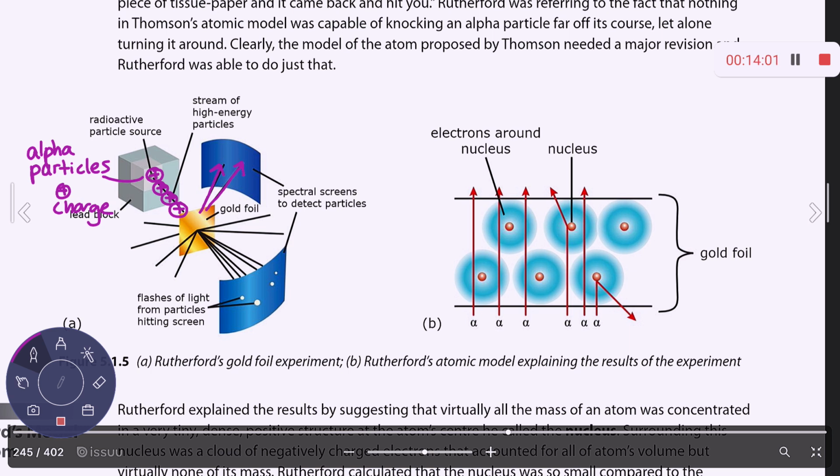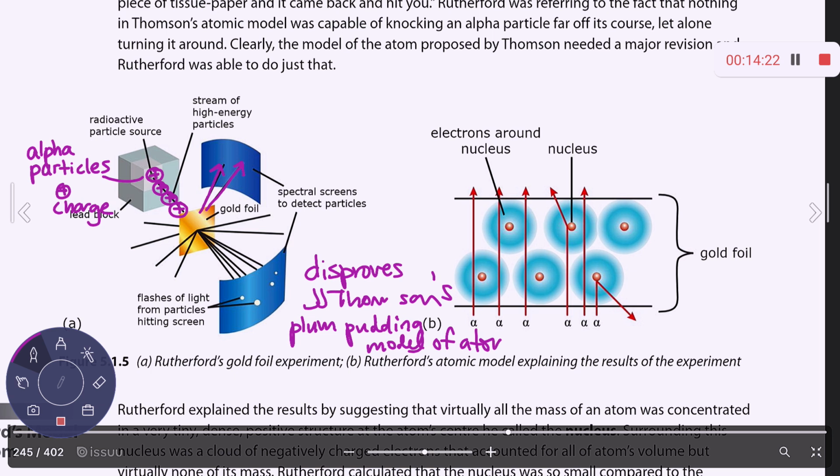Okay, so this whole experiment disproves J.J. Thomson's, I think I misspelled that. I don't think there's a P. So he disproved J.J. Thomson's plum pudding model of the atom, and this brings us to the nuclear model of the atom, which says that the atom contains a nucleus.